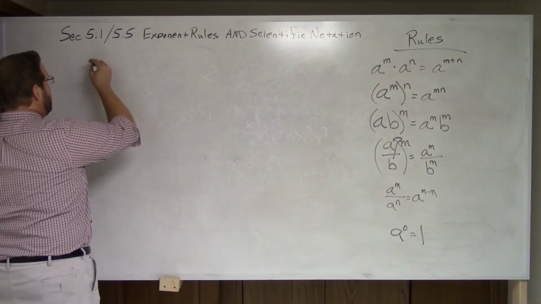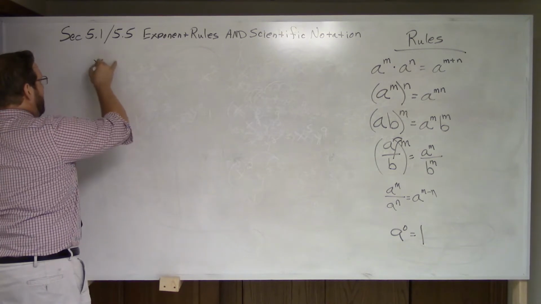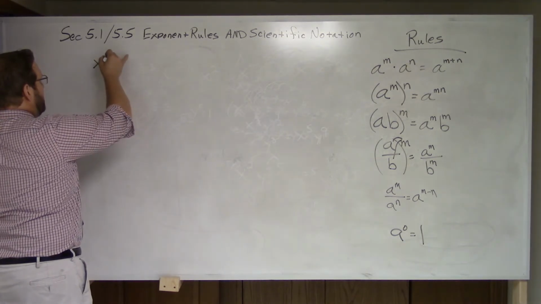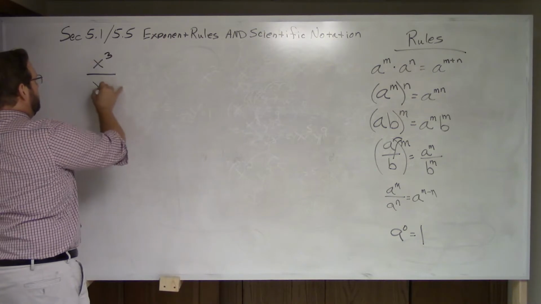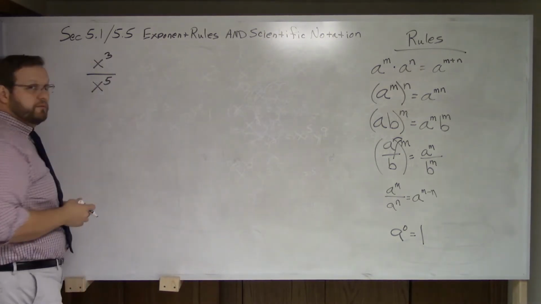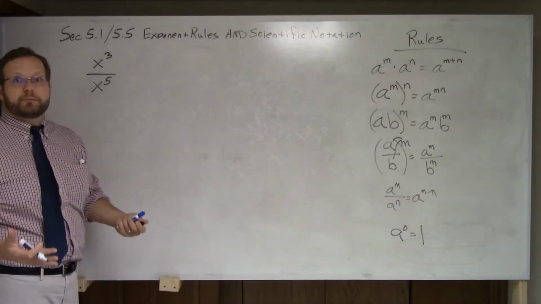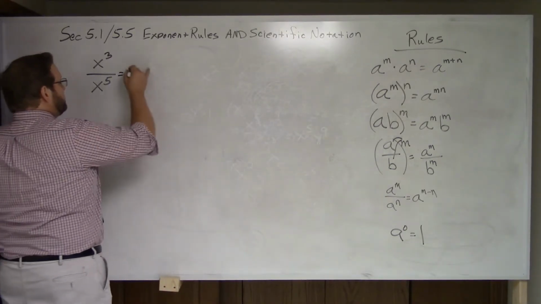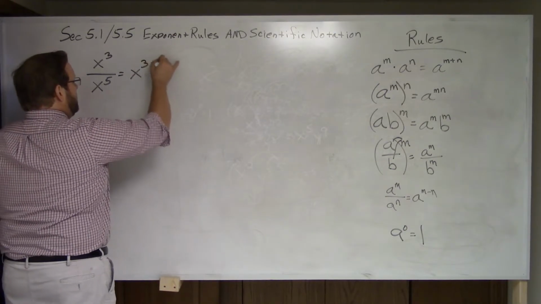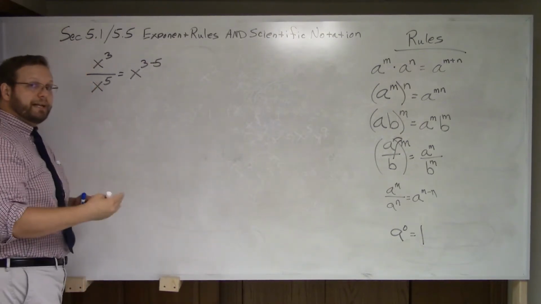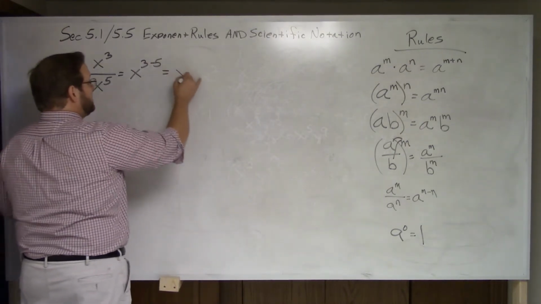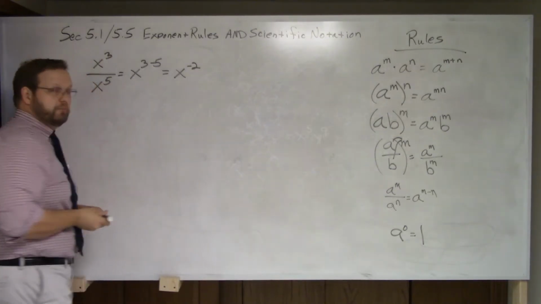Let's say we have x to the third over x to the fifth. Okay? If we just go with the standard rule of I subtract, it's always numerator exponent minus denominator exponent, and that would give me a -2.